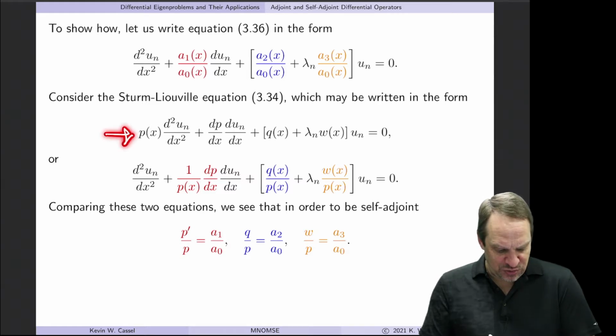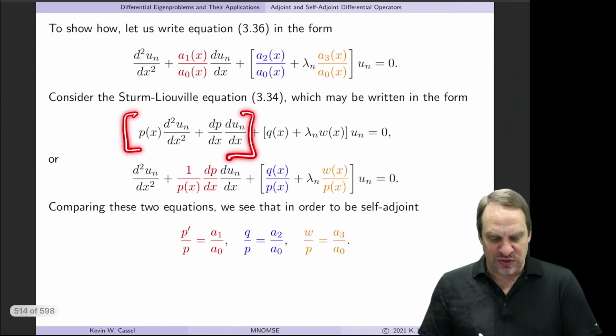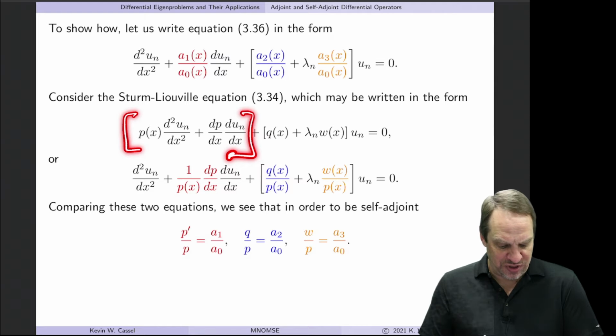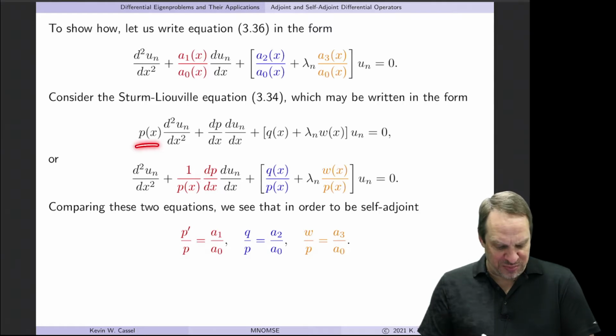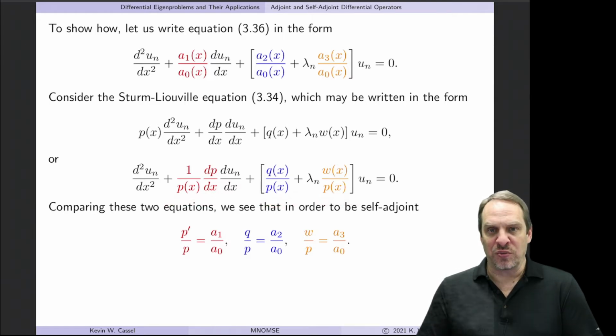Likewise, let's take the Sturm-Liouville form, expanding that first term out using the product rule to get these two terms, p times the second derivative plus dp dx times the first derivative, and then this is unchanged here. Now let's divide through by p so that the second derivative term also has the coefficient 1, so that's 1 over p times dp dx, q over p, and w over p.